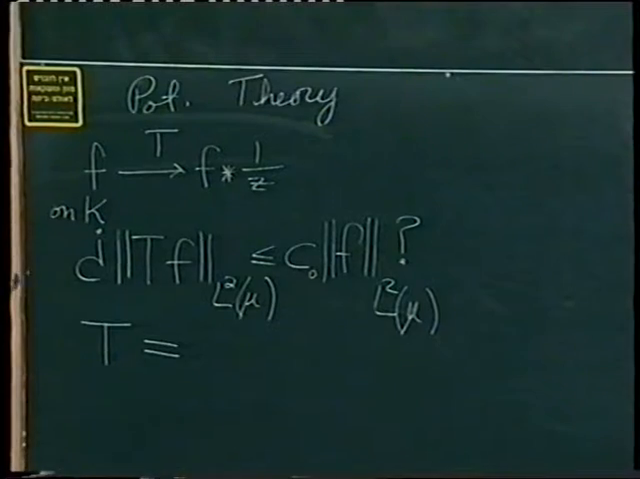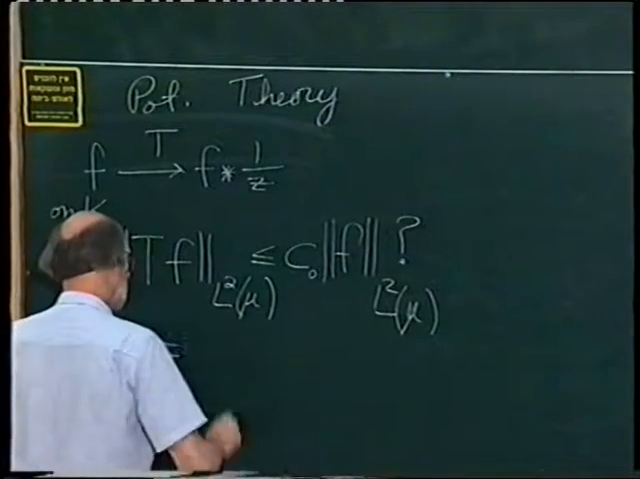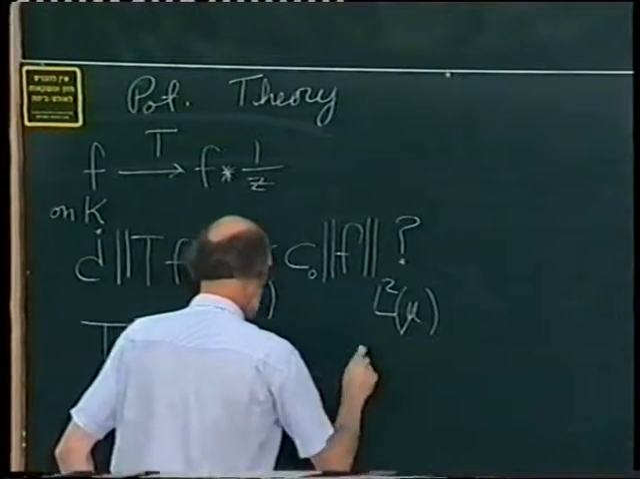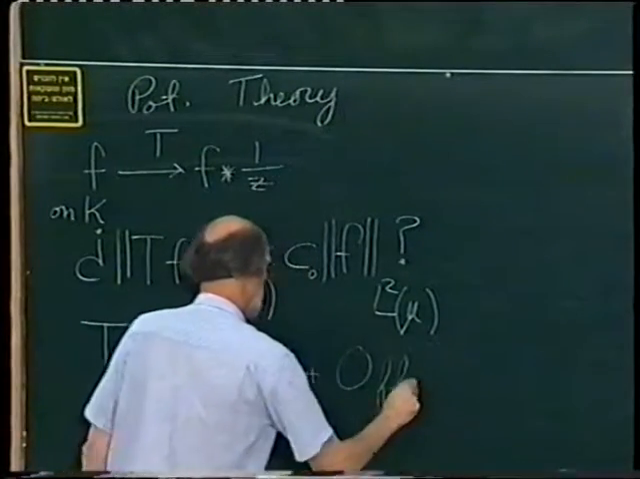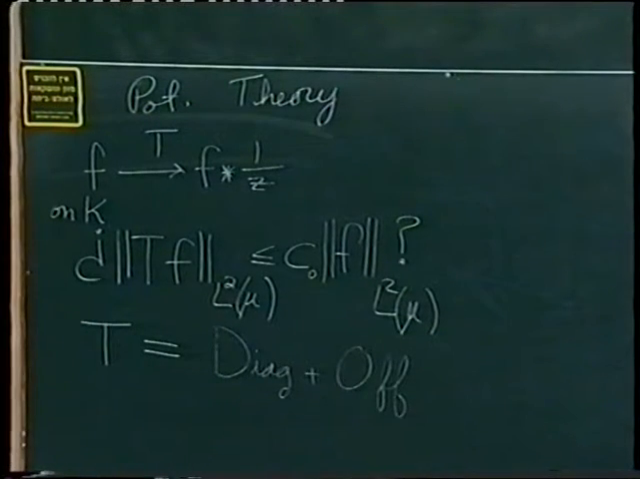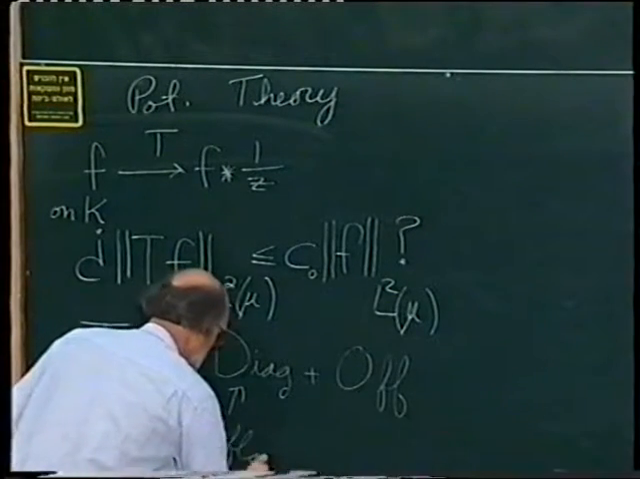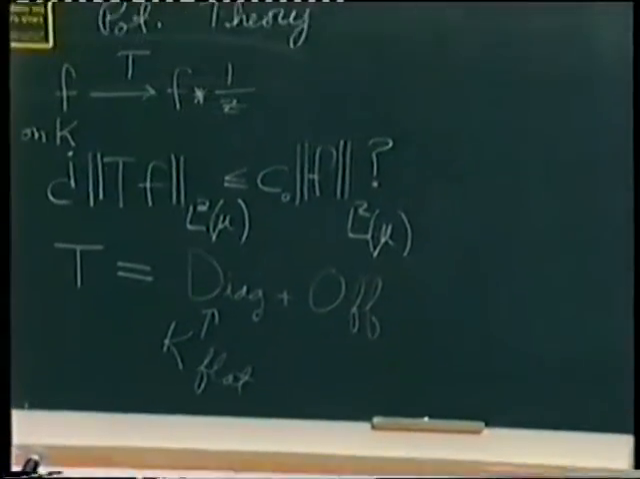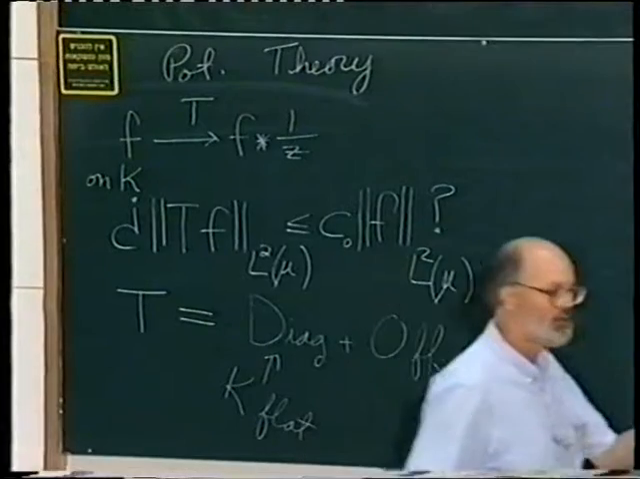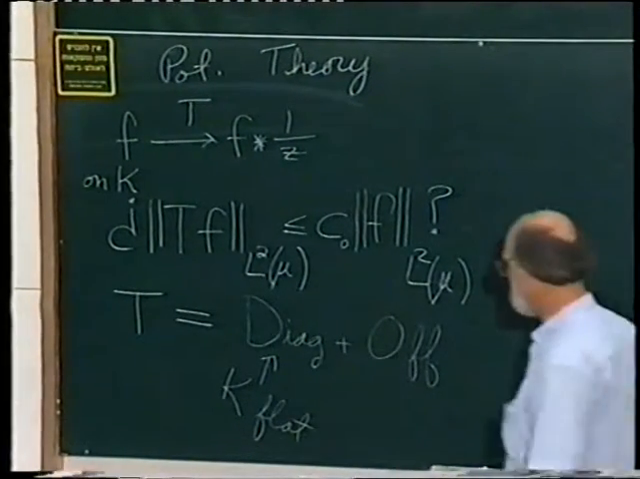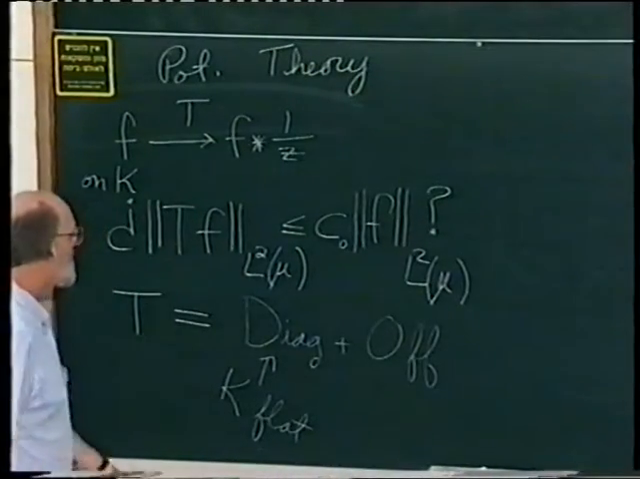Now what happens historically is we understand that this operator splits into a diagonal term plus an off-diagonal term. The diagonal term corresponds to the place where, roughly speaking, K is flat. And therefore the off-diagonal term is an expression of the local lack of flatness of the set K.